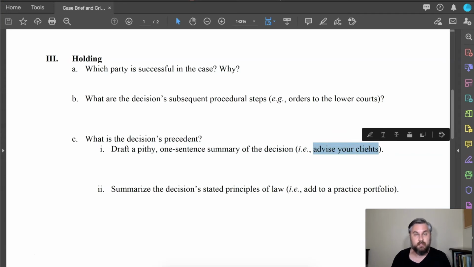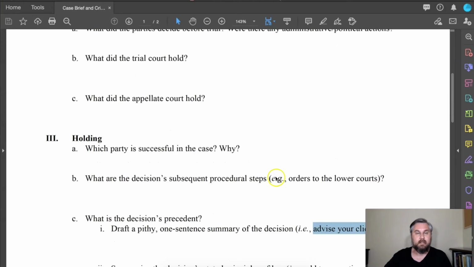This is a nice way of basically advising your clients. Your clients have come to you for a specific question and they want to know, what does the law say? Can a person withhold medical treatment or choose to withhold medical treatment? And based on the Cruzan case, you're going to say yes or no because. And that's a really nice, short, pithy way of being able to say to your client, I know what the law is.